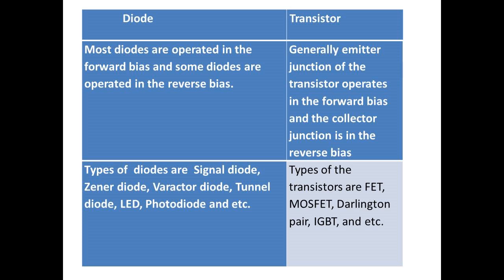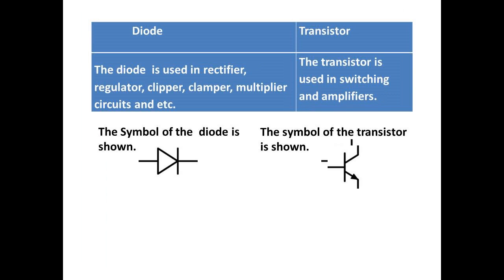Types of diodes are signal diode, Zener diode, varactor diode, tunnel diode, LED, photodiode and etc. Types of transistor are FET, MOSFET, Darlington pair, IGBT and etc.